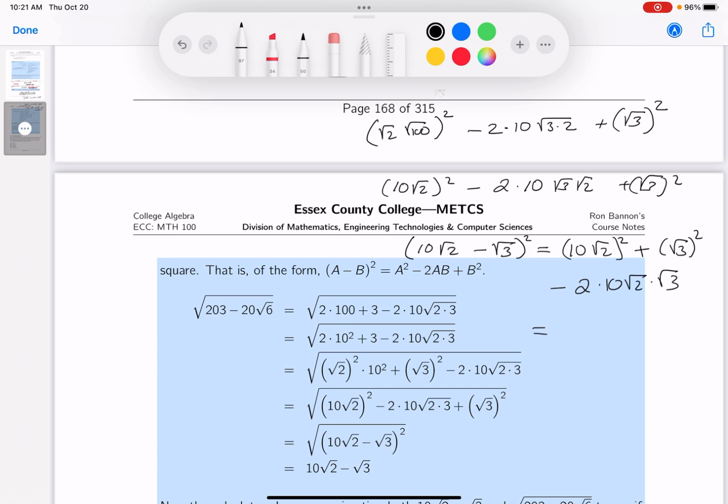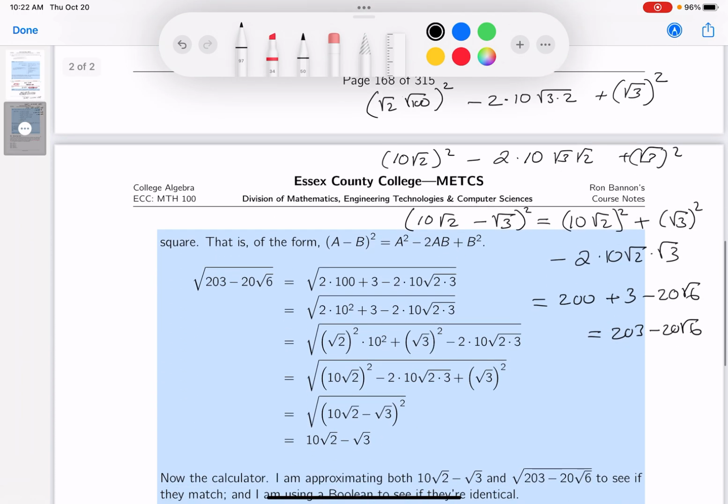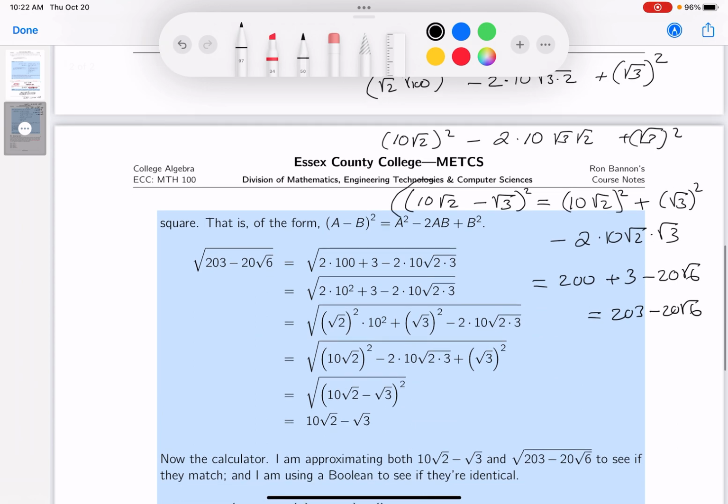Let's just check it out. What's the first thing squared? That would give you 100 times 2, which is 200. Root 3 squared is 3. And what do you get over here? Minus 20 root 6. What does this give you? 203 minus 20 root 6. I want to go back to the original problem, and that's what we're seeing over here. 203 minus 20 root 6. So I'm going to say this thing here and this thing here are the same thing.